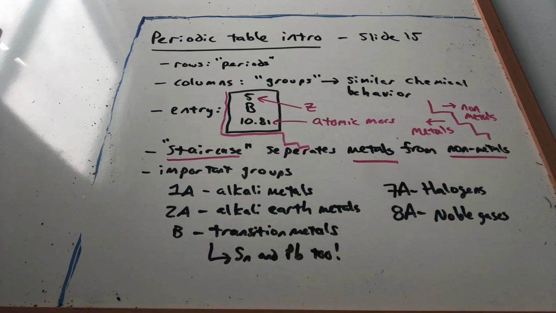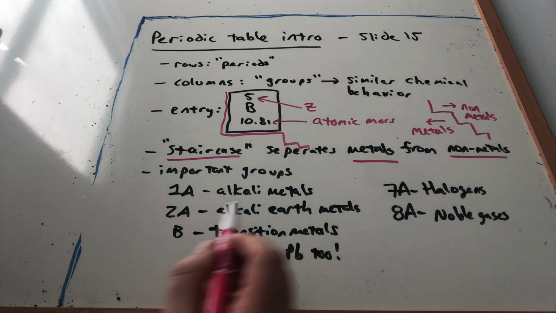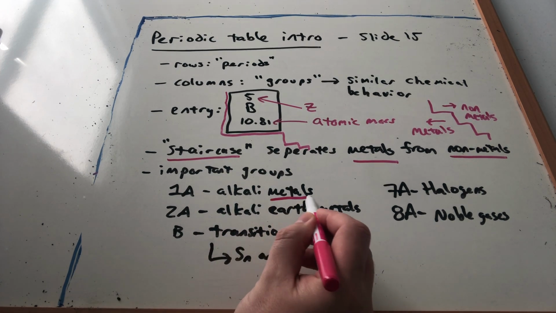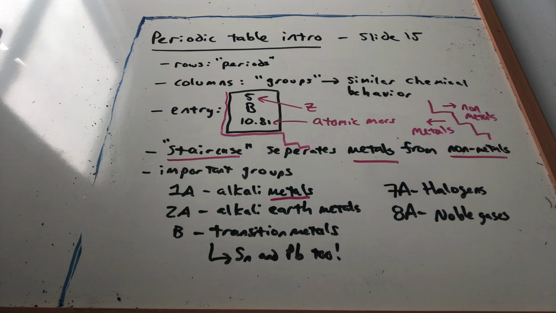There are some important groups that we need to talk about, because we'll be referencing them by their group name. They're just so prevalent in chemistry that they have this nomenclature that we need to be able to adapt to. Group 1A, these are called the alkali metals. These are definitely metals. It makes sense because of where they are relative to the staircase.